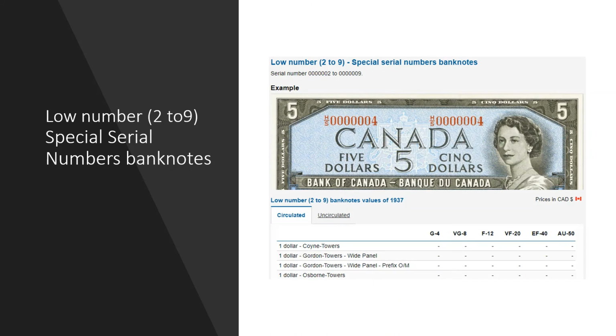So the previous note was for the actual number 1 note, and the next set of low number notes to watch for is anything between 2 and 9. And this one here, it doesn't show that there were any graded or valued, but I think one of these would pop out pretty easily when you're hunting through your currency, through your banknotes.